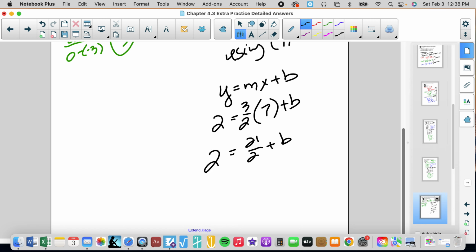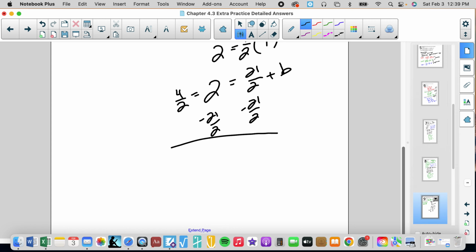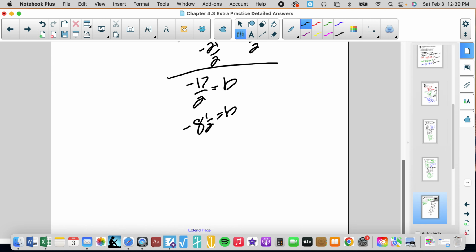2 = 21/2 plus b minus 21/2 minus 21/2. We're going to convert this to halves. So we have 4/2 minus 21/2, which is negative 17/2 equals b, which equals negative 8 1/2. If you want, either one is okay.